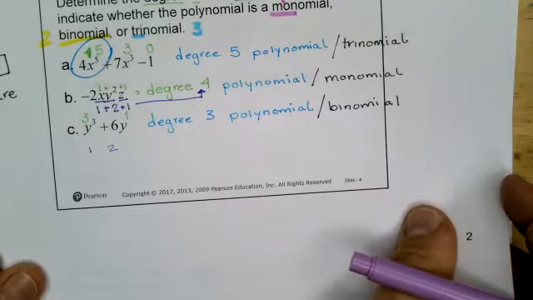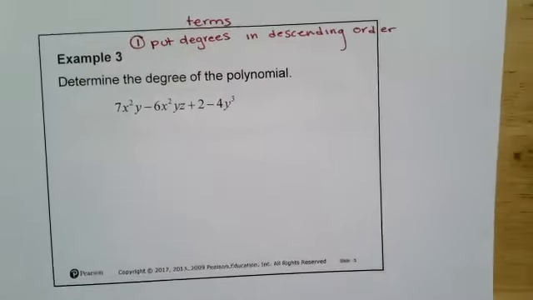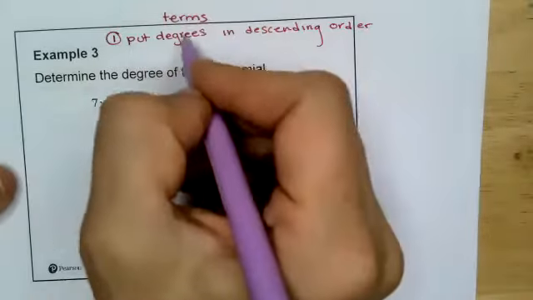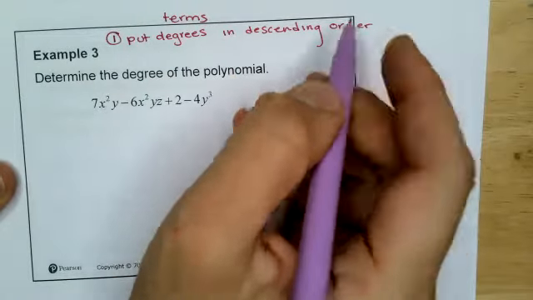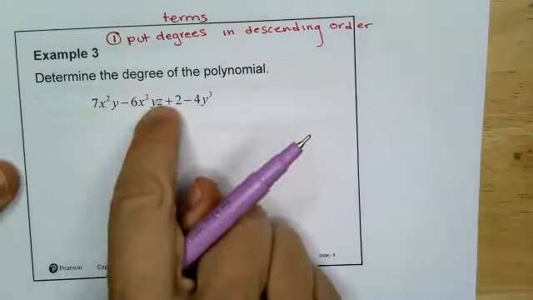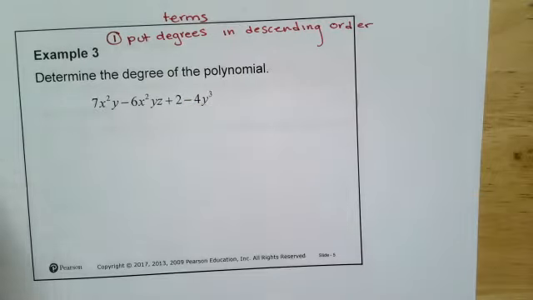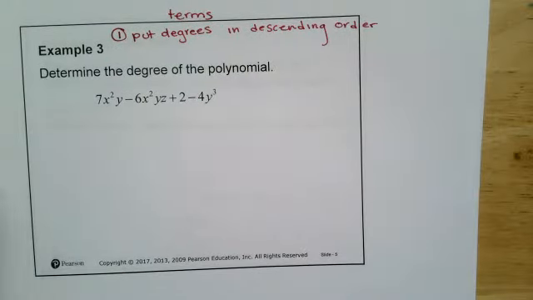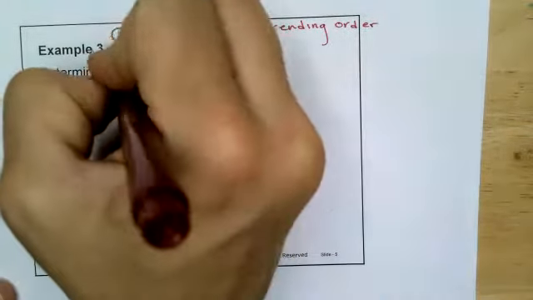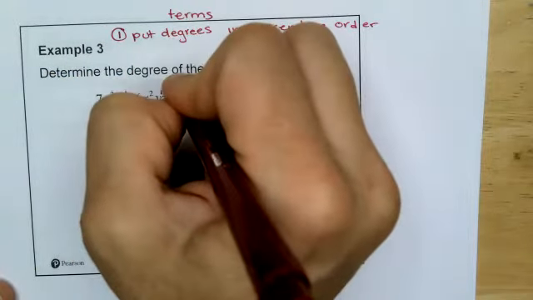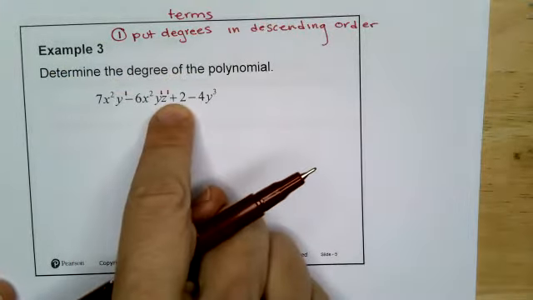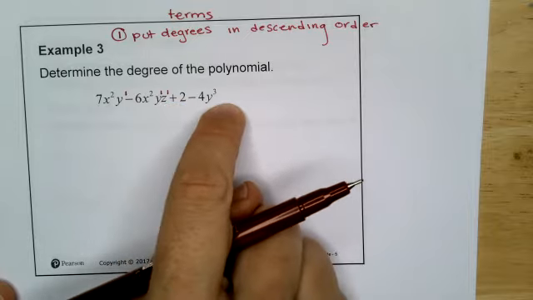Thank you. No problem. All right. Put the degrees of the terms in descending order, or just put the terms in descending order. That doesn't mean you're looking at the 7, the 6, the 2, and the 4. You're looking at the exponents, okay? So here we have x squared, y to the first, x squared, y to the first, z to the first. No degree at all, degree 0, and then y to the third.